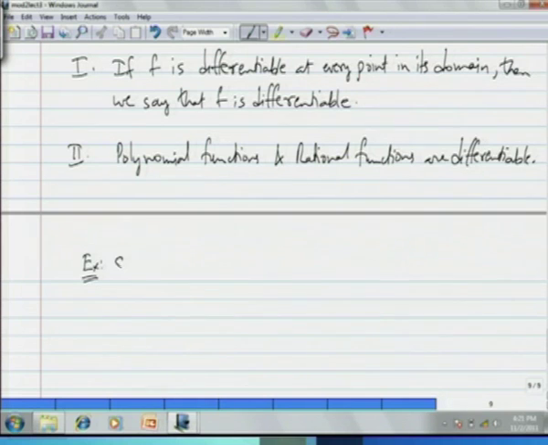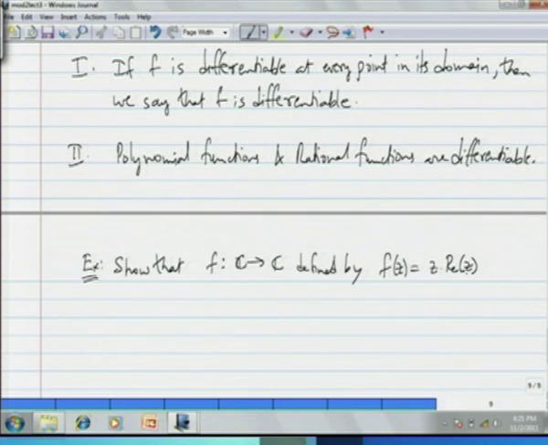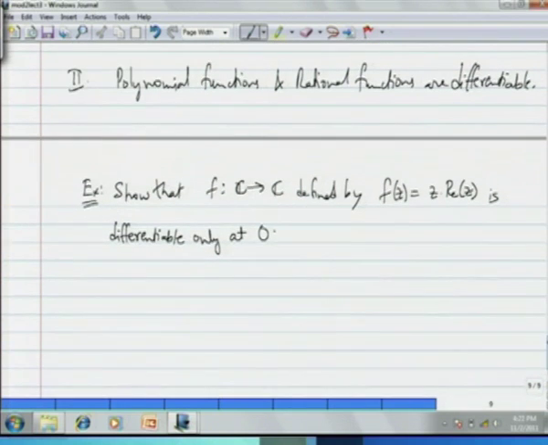Okay. So, show that the function defined from complex numbers to complex numbers, defined by f of z equals z times the real part of z, so it is the product of the complex number z with the real part of z, is differentiable only at 0, only at the origin 0. Let us show this.